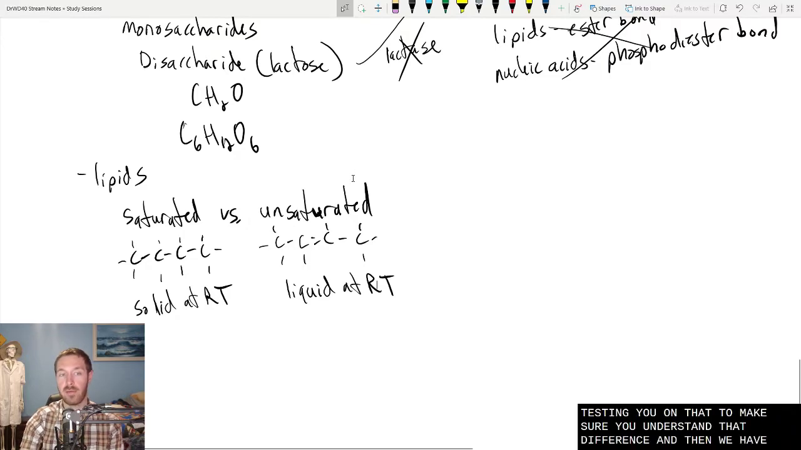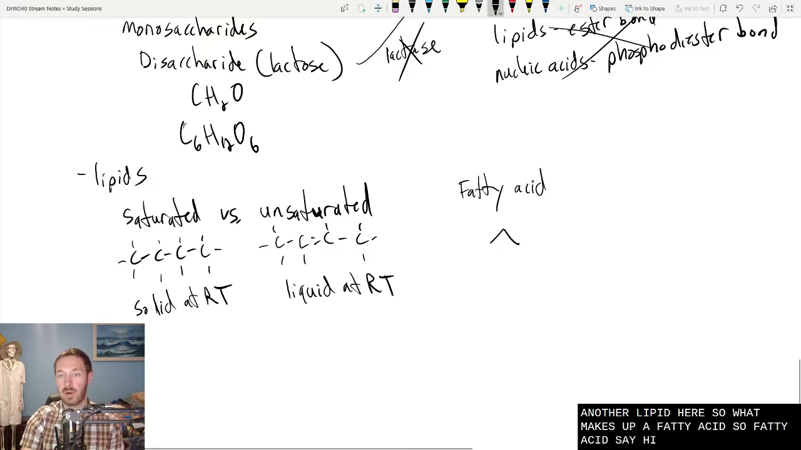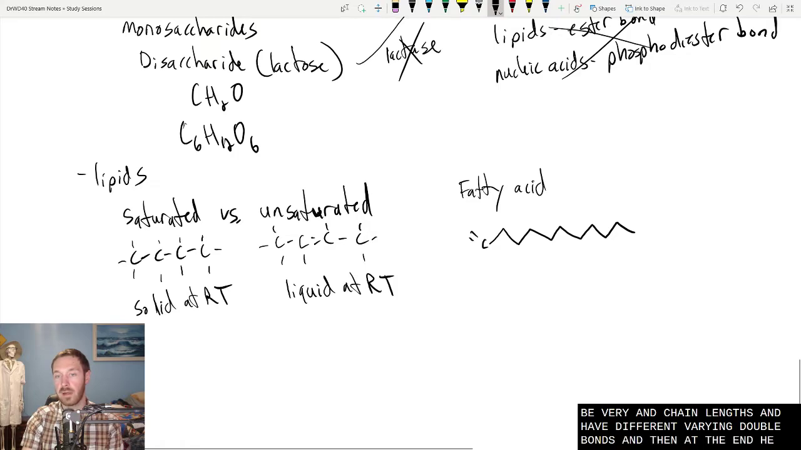And then we have another lipid here. So what makes up a fatty acid? A fatty acid has a hydrocarbon chain. It can vary in chain length and have different varying double bonds. And then at the end here, we have a carboxylic acid group. So this would be a fatty acid. And then a triglyceride binds to a glycerol head, and then you can have 3 fatty acids that come together forming those ester bonds.